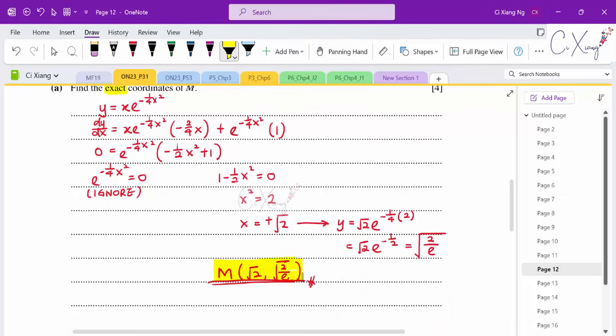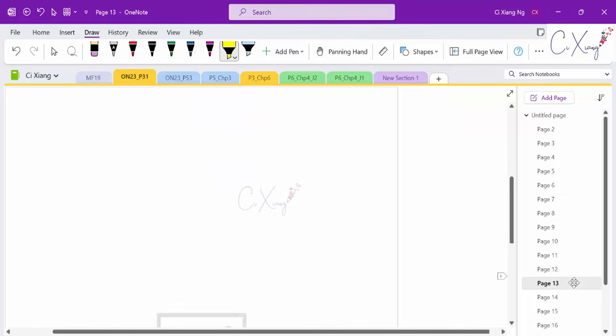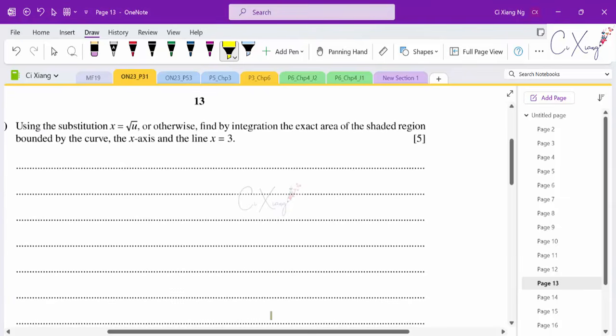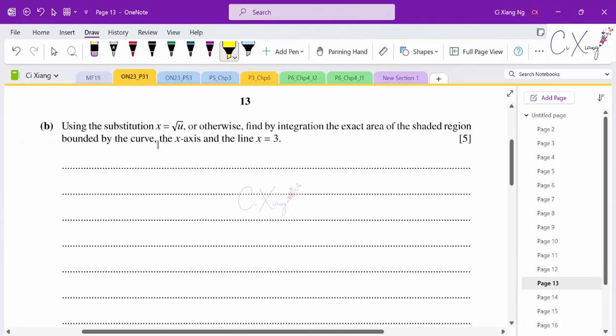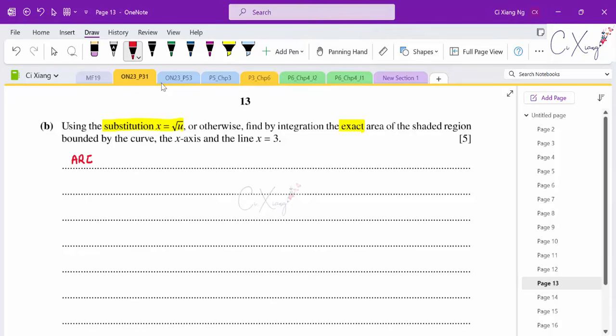Then let's continue to part B. For part B, they want us to use the substitution x equals square root u. This is a very obvious keyword, so you have to apply integration by substitution later. Find by integration the exact area, highlighting the keyword exact again, of the shaded region bounded by the curve, the x-axis, and also the line x equals 3. To find the area, of course, we need to use integration.